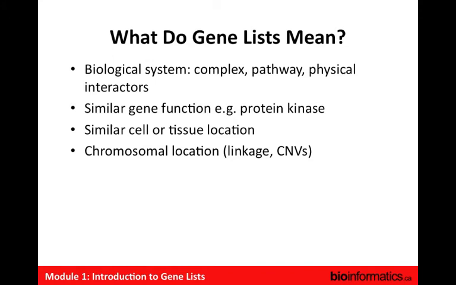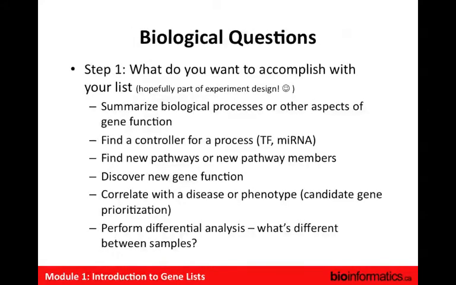So there might be linkage groups in your association study, and you have a whole bunch of genes on a section of a chromosome that are associated with your disease. That locus in your chromosome is associated with the disease, and you want to find out what's the causal gene, or what's most likely interesting in the disease. Because gene lists mean different things, you have to know what you want to accomplish with your list, and hopefully that's part of the experimental design.